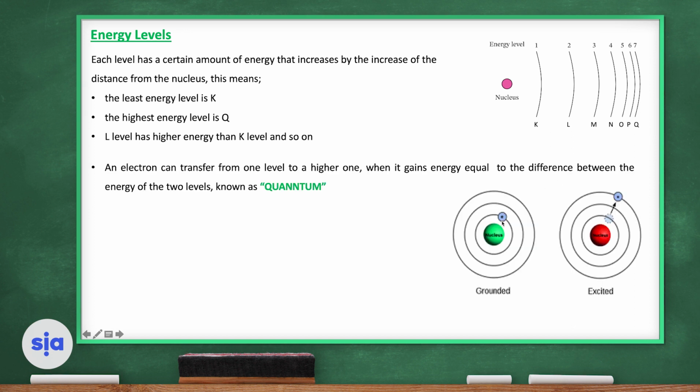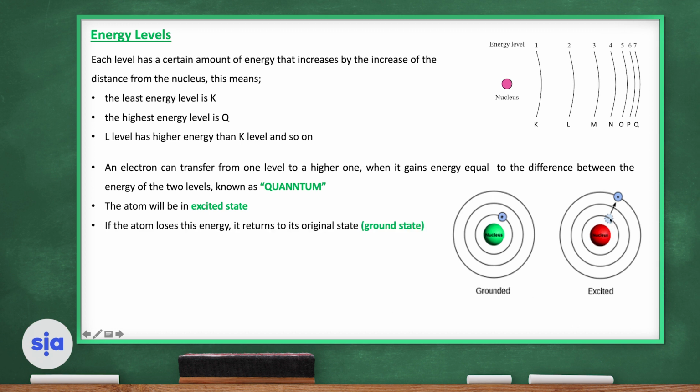An electron can transfer from one level to a higher one when it gains energy equal to the difference between the energy of the two levels, known as quantum. So when this electron is excited, this means it gains energy, it will jump to a higher energy level. The difference between the energy of both levels is called quantum. Then the atom will be in the excited state.